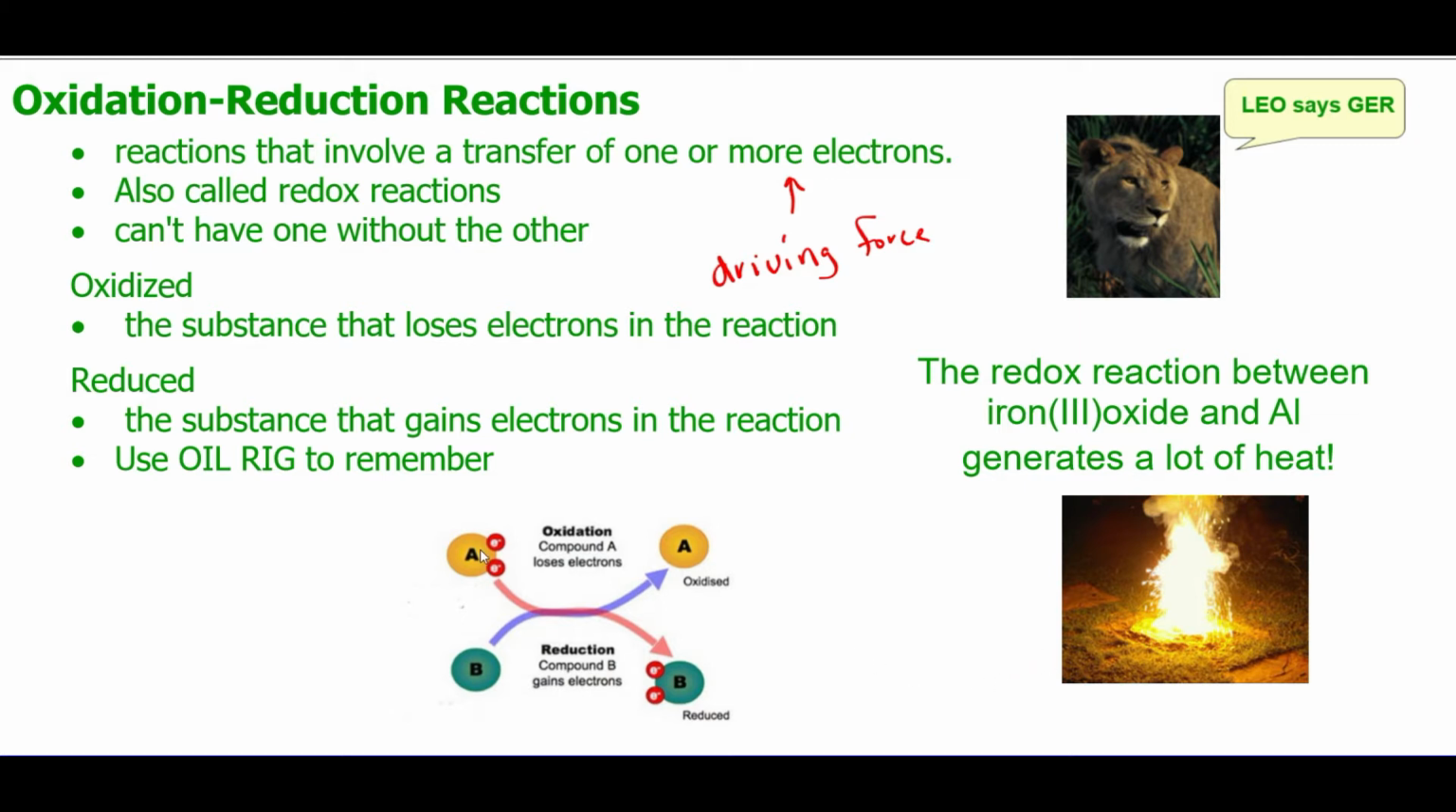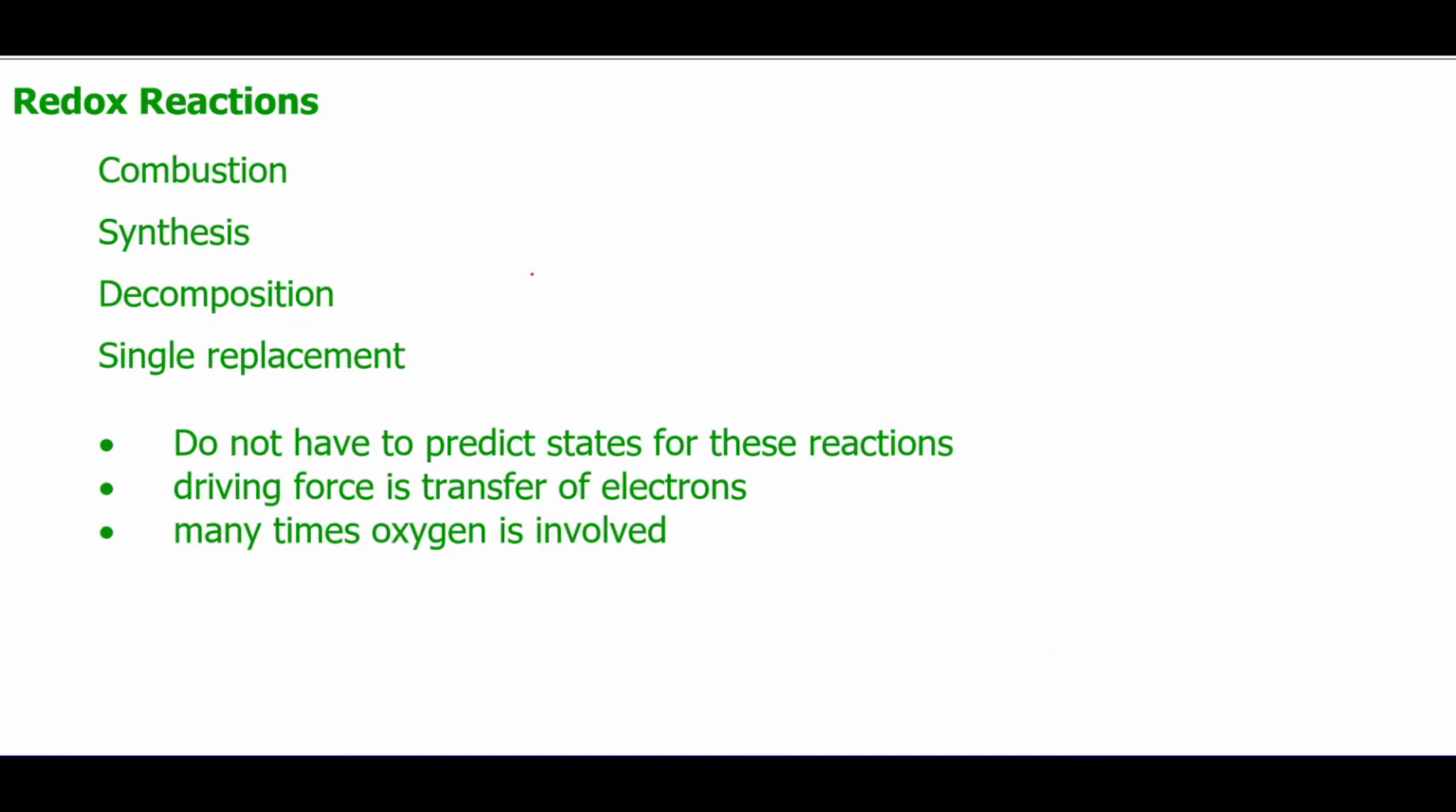So here's a little graphic. In oxidation, one element or compound is losing electrons, and they have to be gained by something. The electrons just don't go out into the universe. There are four types of redox reactions: combustion, synthesis, which is also called combination, decomposition, and single replacement. These are different than double displacement because we do not have to predict states.